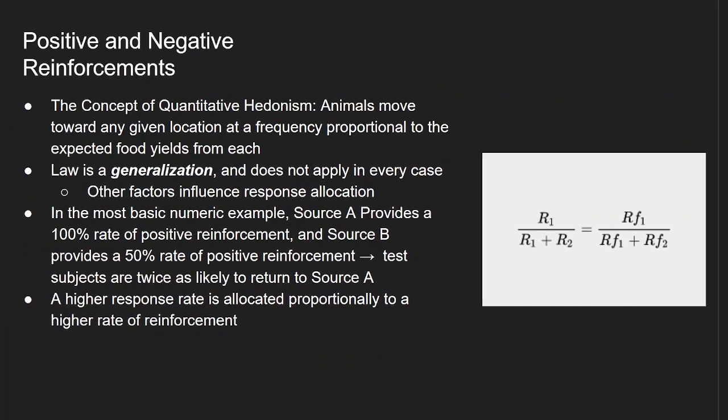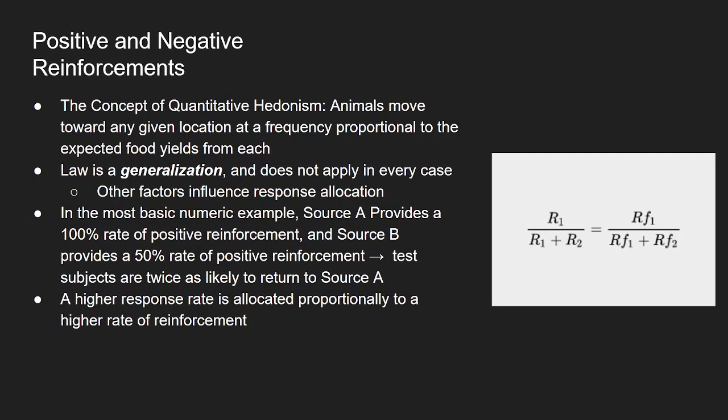And then for movements across the home range, this is not necessarily migration, but it is still animal movement. And so using the concept of quantitative hedonism, animals are going to move and allocate their responses towards something that gives them more positive feedback. And this is going to be proportional. So in the most basic example, there's a source A and a source B. And source A is going to provide 100% rate of reinforcement, source B 50. And from that, animals are going to be twice as likely to allocate their responses towards source A.